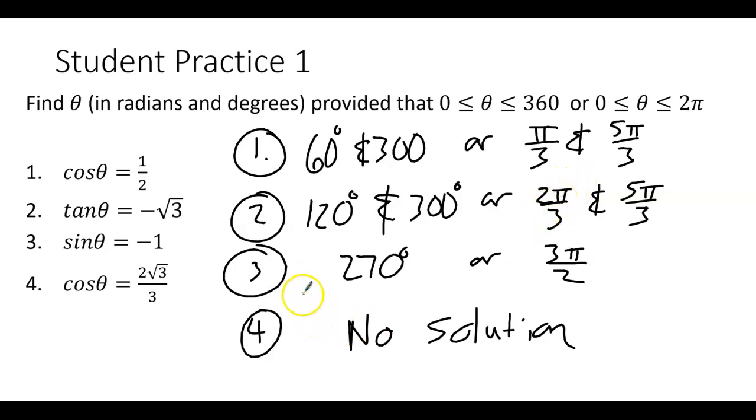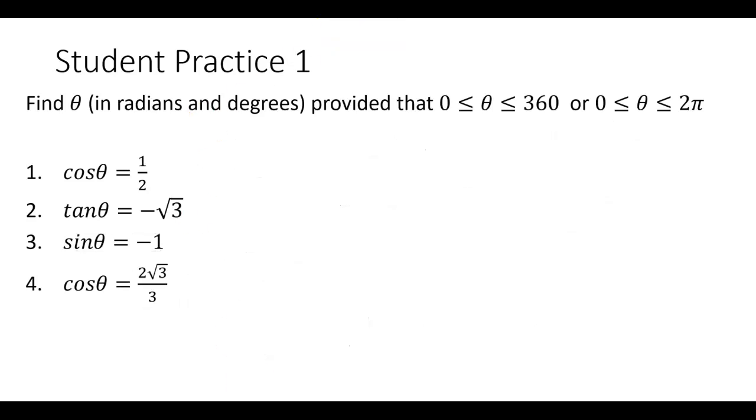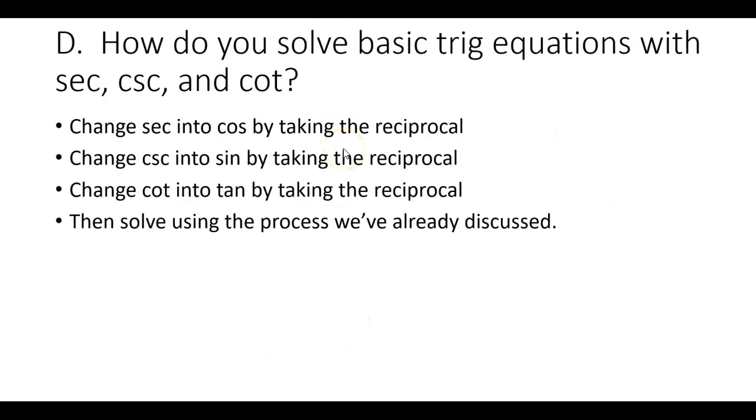Take note on number 3. There's only one angle. In degrees, it's 270, or in radians, it's 3 pi over 2, and that's because this would be an axial angle. On number 4, there's no solution because this is a really weird looking number, but if you change it into a decimal, you'll find that it's slightly bigger than 1, and as we stated, cosine is not allowed to be bigger than 1. Okay, so there's our answers to that. Let's go ahead and move on to our next part.